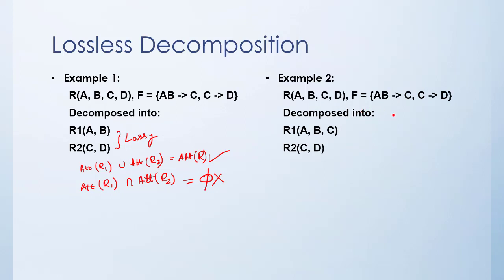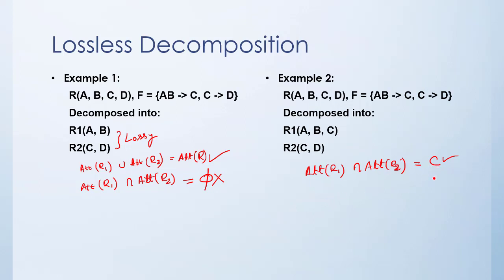Now take example 2, where the same relation with the same functional dependency is decomposed into relation R1 with the attributes A, B and C, and R2 with C and D. You can see that the first condition has been satisfied in example 2 also, and for the second condition, ATT R1 intersection ATT R2 gives me the attribute C. So it is not null, and the second condition is also satisfied. Next we need to check the third condition.